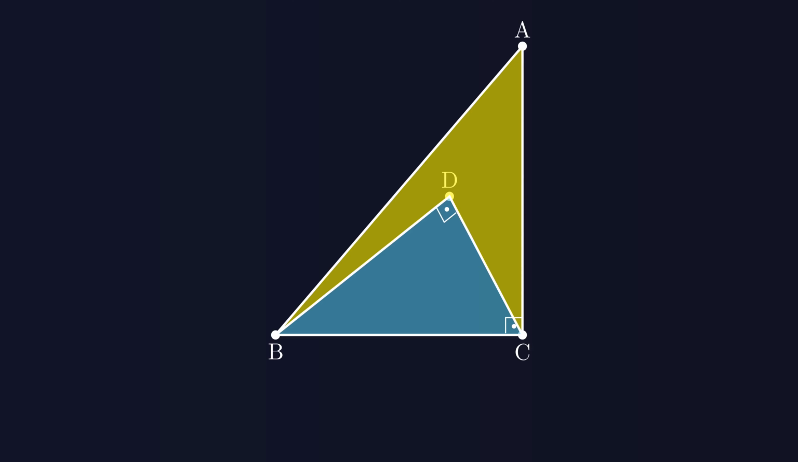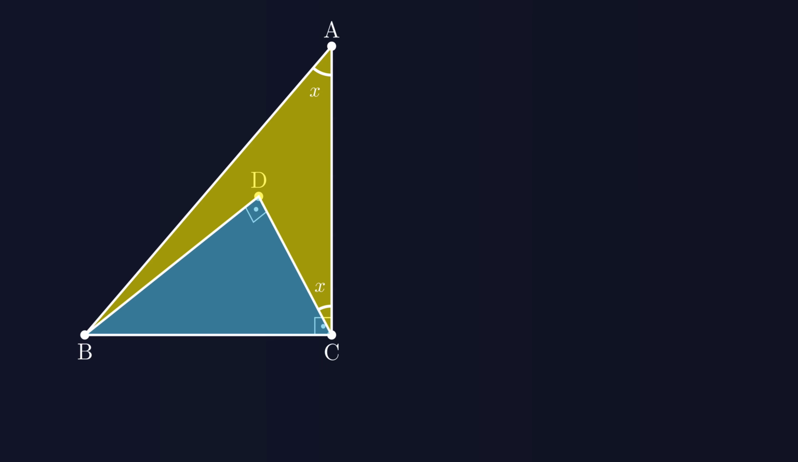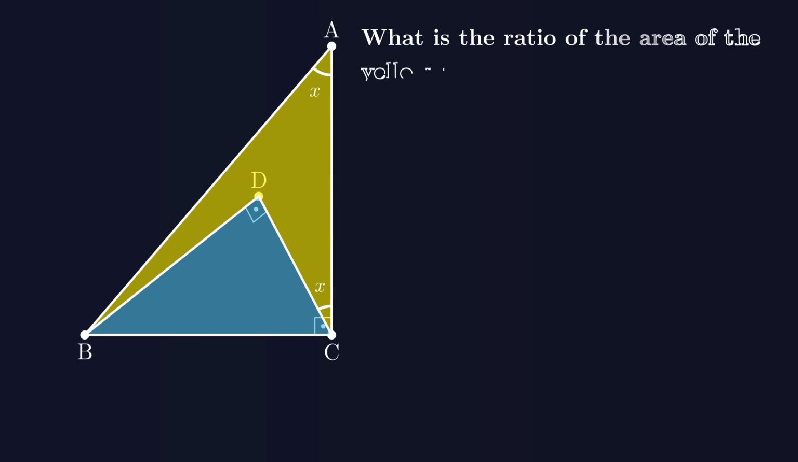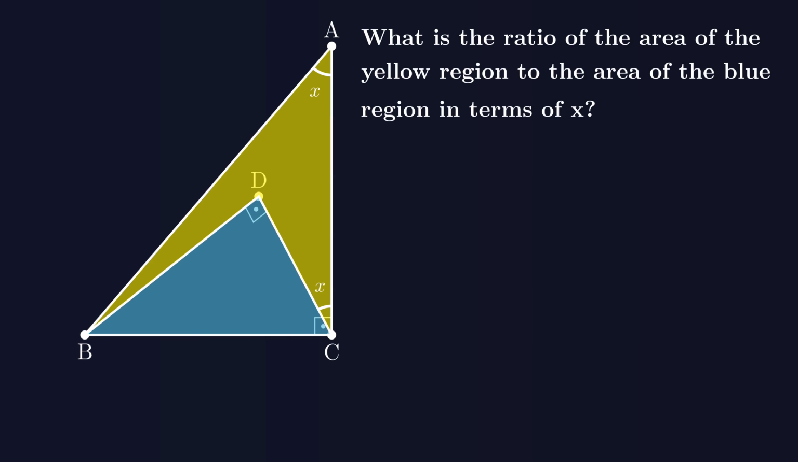As you can see, we have a triangle here, and it's divided into two parts, a yellow region and a blue region. Here's what the question says. Triangles ABC and BCD are both right triangles. Two angles are given to be equal. Angle BAC and angle DCA are both x. We are asked to find the ratio of the area of the yellow region to the area of the blue region in terms of x.